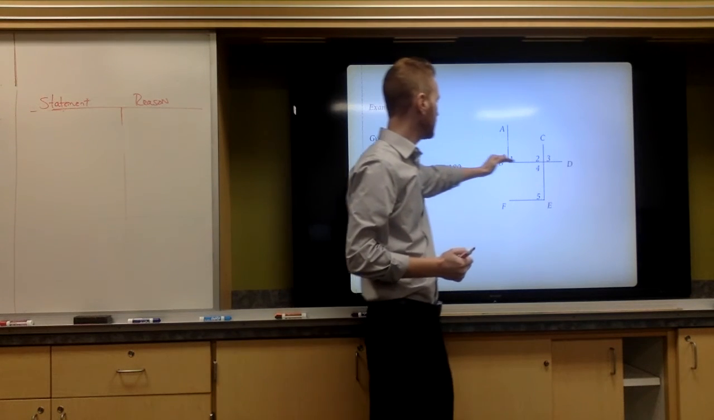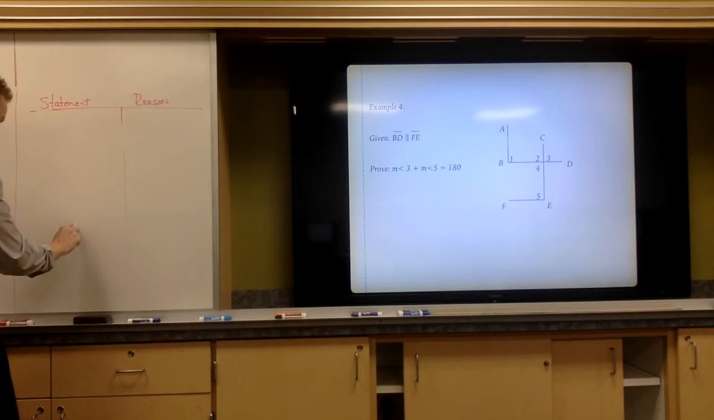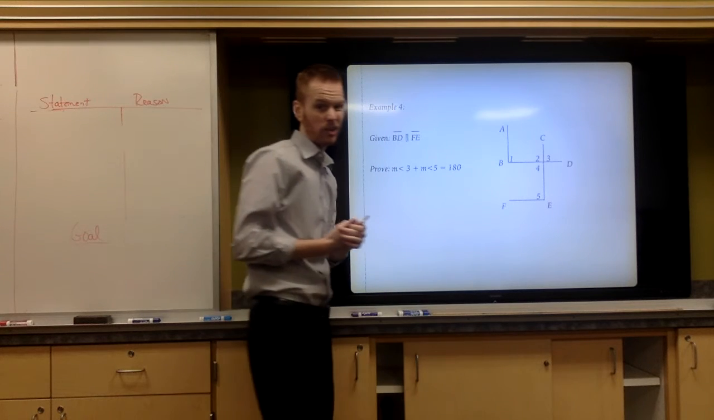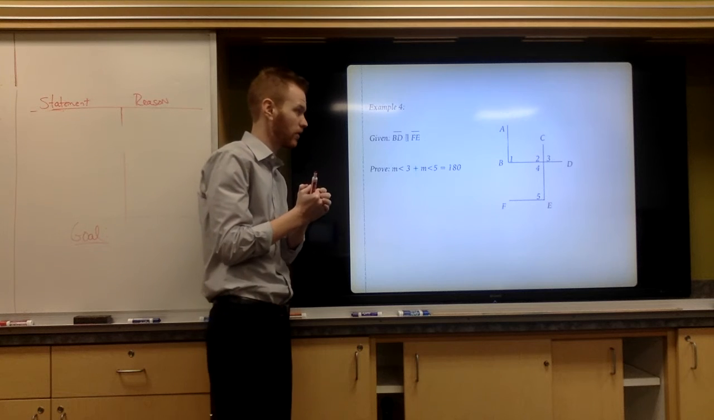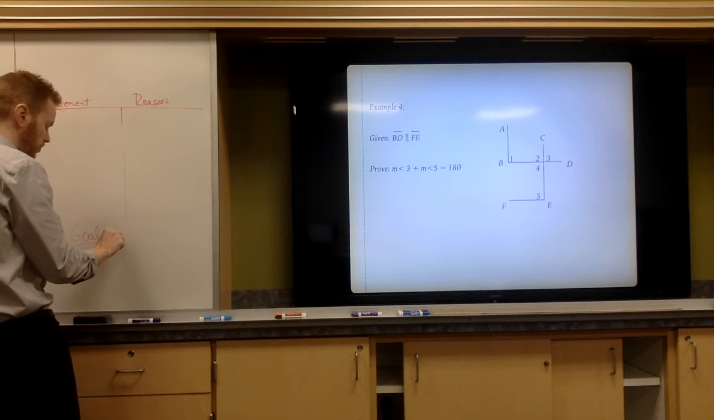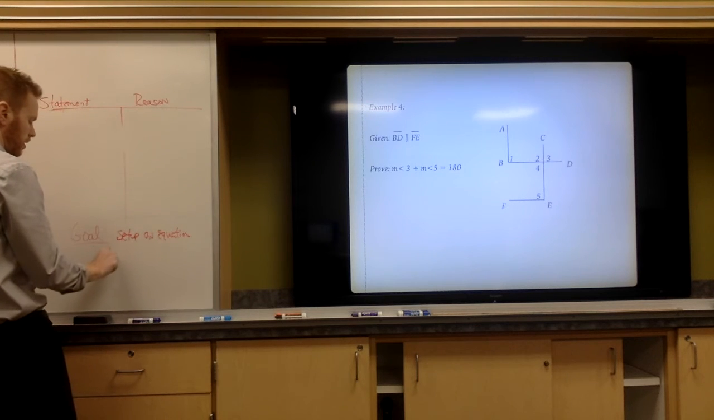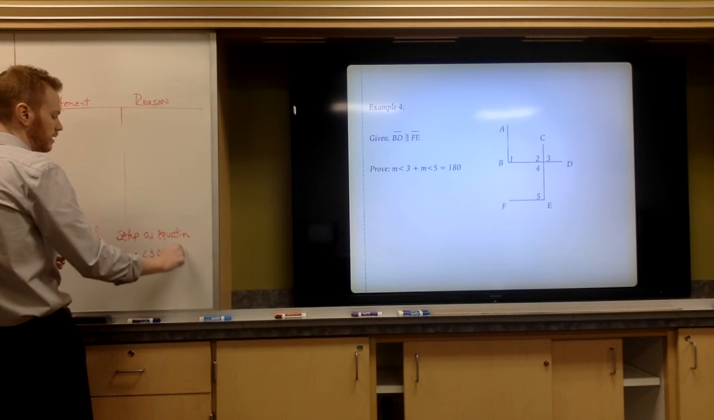So they tell me that BD is parallel to FE. Okay. So here's your goal, a new goal that you're going to look out for. Because we're trying to prove that 3 and 5 add up to 180 degrees. Now, currently, there's no way for us to express that, but we have to try and figure that out. Okay? So our goal, okay, is to set up an equation that has angle 3 or angle 5 in it.